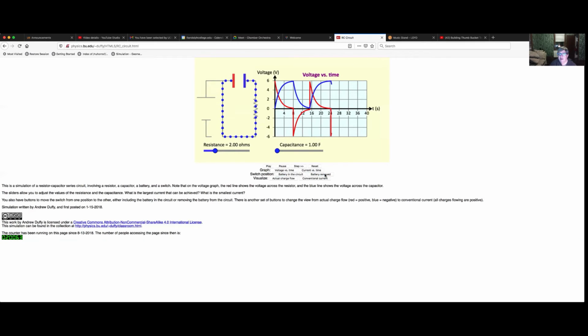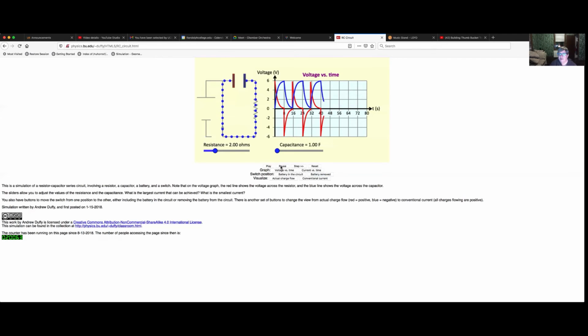And it goes back up, getting up to 6 again. And remove the battery, and it discharges again. And one more time, put the battery in the circuit. Let it charge up. Okay. And then remove the battery.